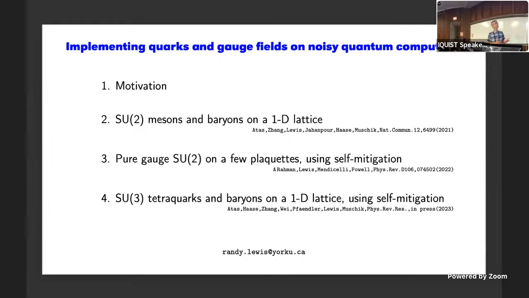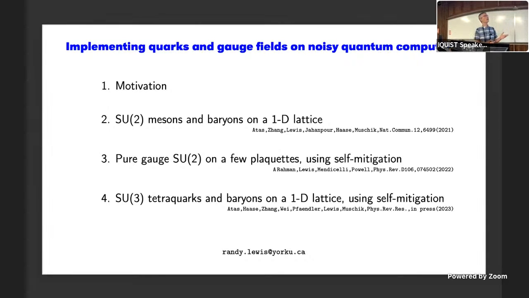My topic, as you can see from the title, is implementing quarks and gauge fields on noisy quantum computers. So the plan is to have the discussion in 4 parts. The first part is, why would you want to do this? Why should we study quarks and gauge fields on quantum computers? And then I want to move on to 3 topics that I've had a part in recently, and you see them here, number 2, 3, and 4.